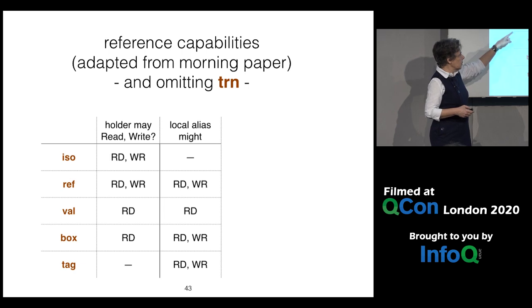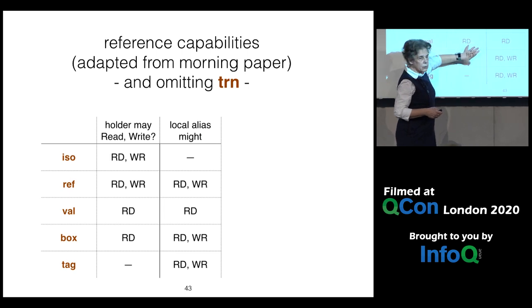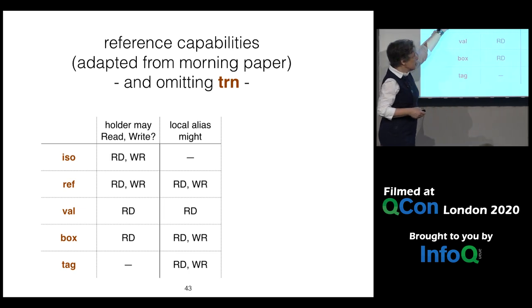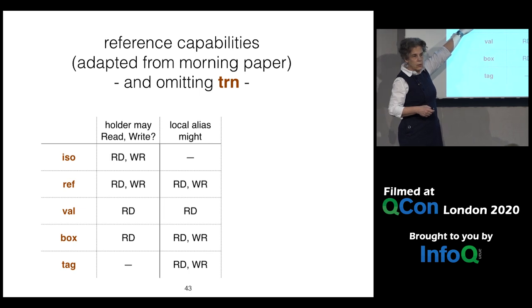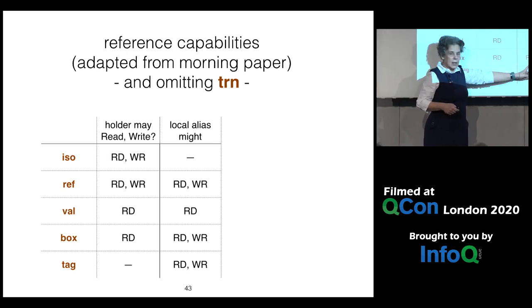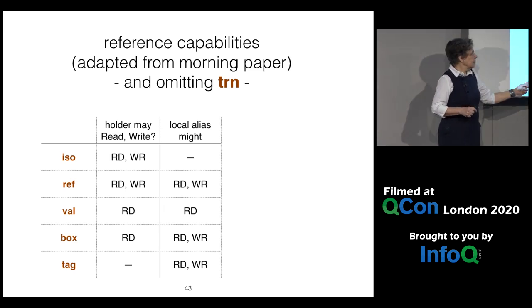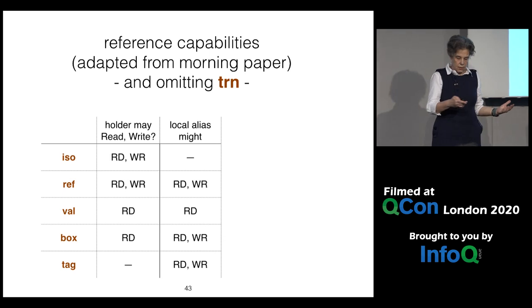So now let's look at the local aliases. Well, the local aliases need to be somehow different for these two and for these two, since the holder had identical rights. So the iso capability says the local alias is not allowed to do anything, cannot read, cannot write, can only know the identity of the thing. Whereas the ref says the local alias might read, write, whatever they want. The val capability says the local alias is only allowed to read, while for box it says, I don't know, it's actually a union type. And tag, well, we don't know. The local alias might read, write, we know nothing.